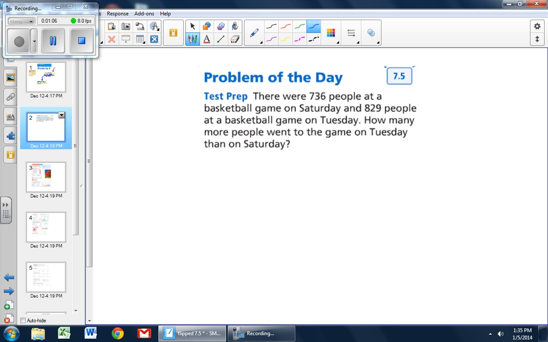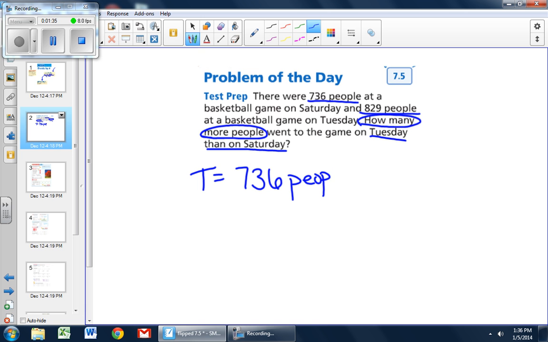There are 736 people at a basketball game on Saturday and 829 people at a basketball game on Tuesday. How many more people went to the game on Tuesday than on Saturday? So we're going to compare the two things of Saturday and Tuesday. So I'm just going to make myself a quick little graphic here. We have Tuesday as 736 people, and Saturday was 829 people.